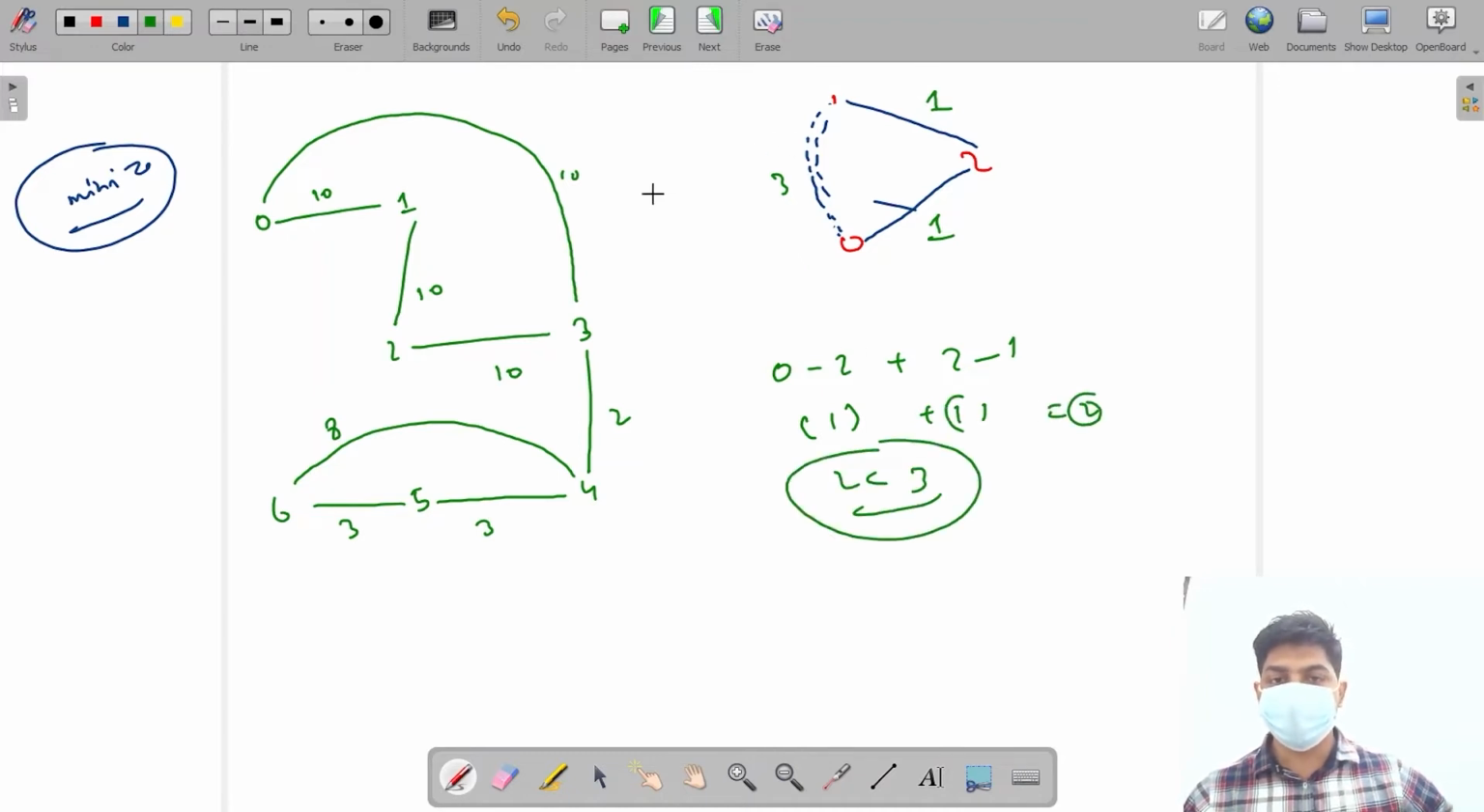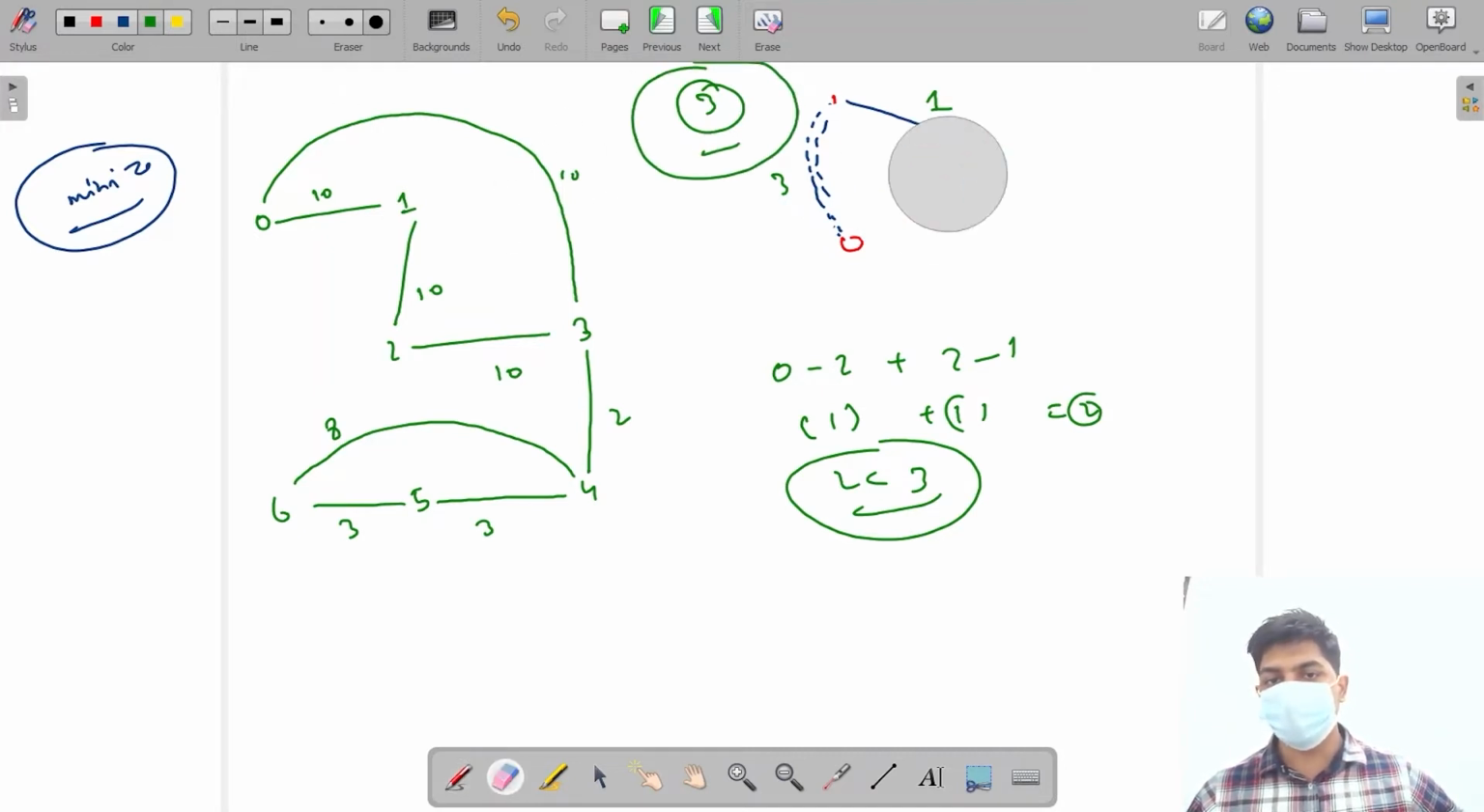Okay, so this is the idea we are going to use here also. We will not be remaking all the roads. Why remake all the roads? Since we want to minimize the cost. So this is the main idea.